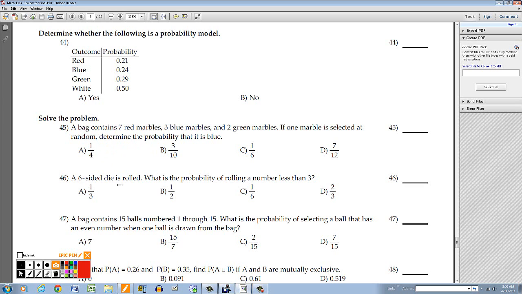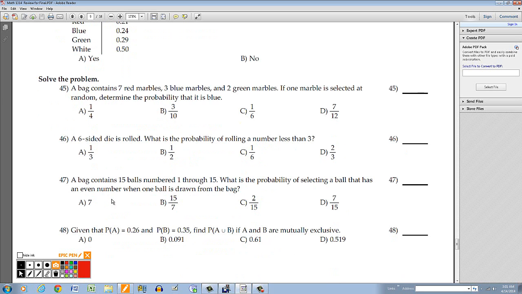A 6-sided die for 46. A 6-sided die is rolled. What is the probability of rolling a number less than 3? A number less than 3 would be either 1 or 2. So that's 2 out of 6, which gives me a value of 1/3. Answer A.